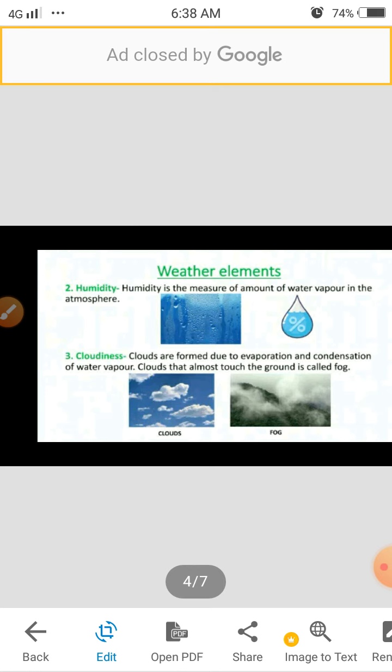Generally, we find out relative humidity. What is the relative humidity? It is equal to the amount of water vapor actually present in the atmosphere divided by the atmosphere's maximum water holding capacity. This is called relative humidity.